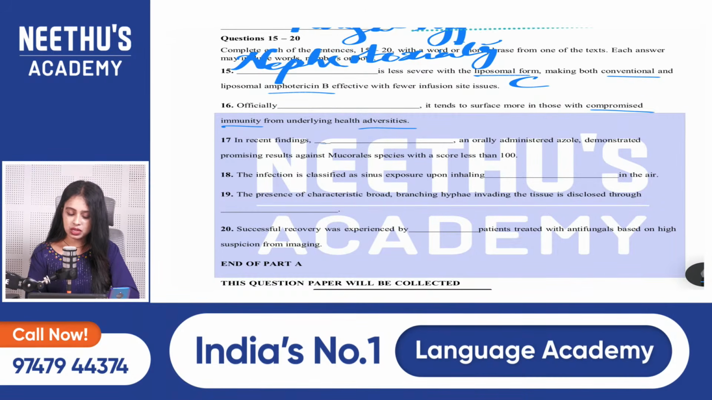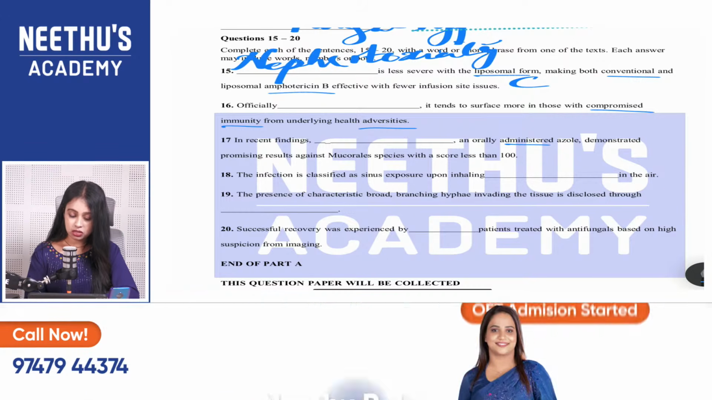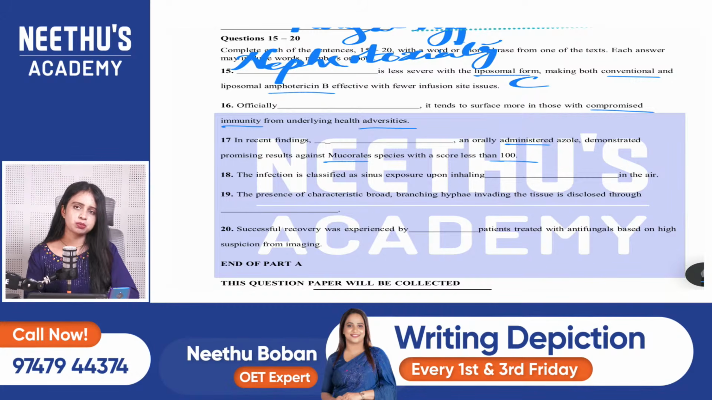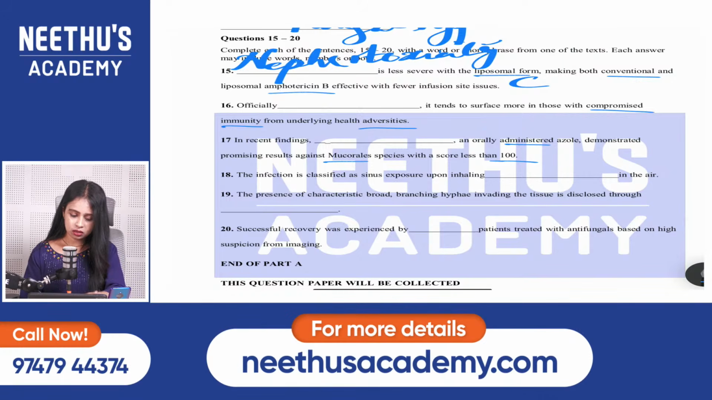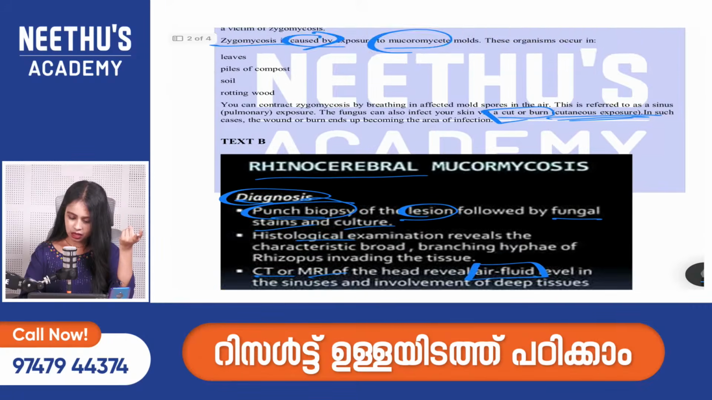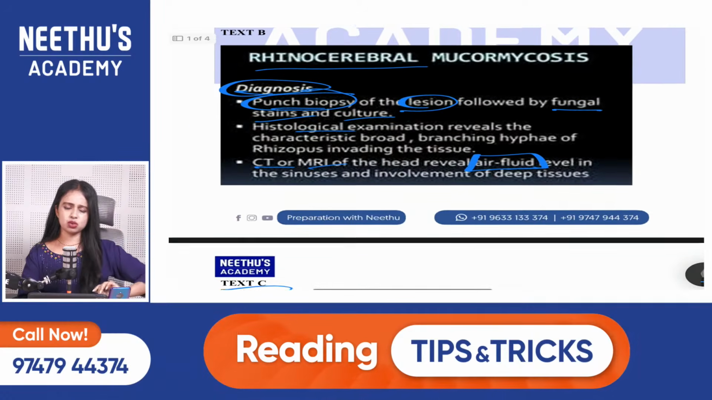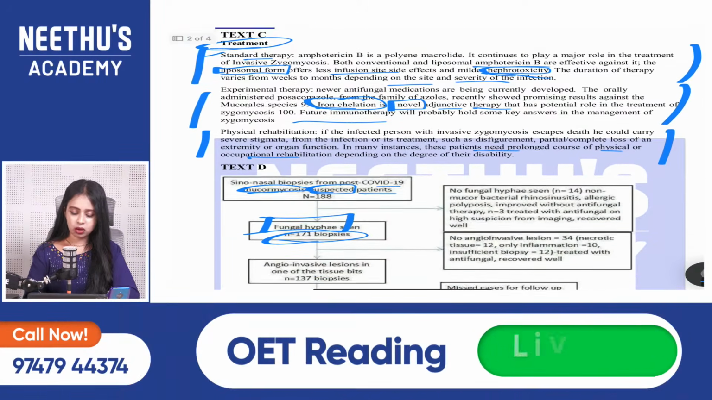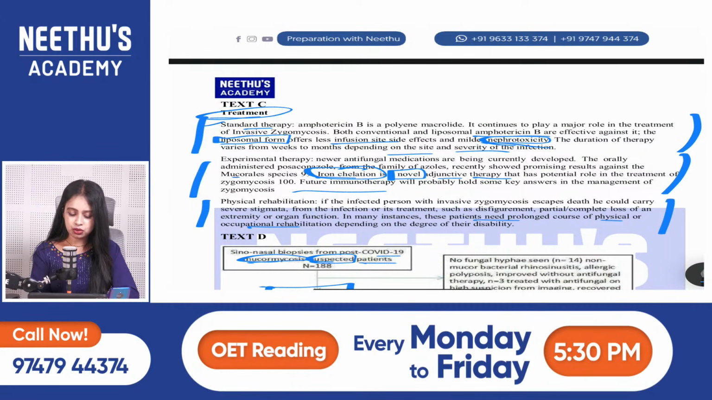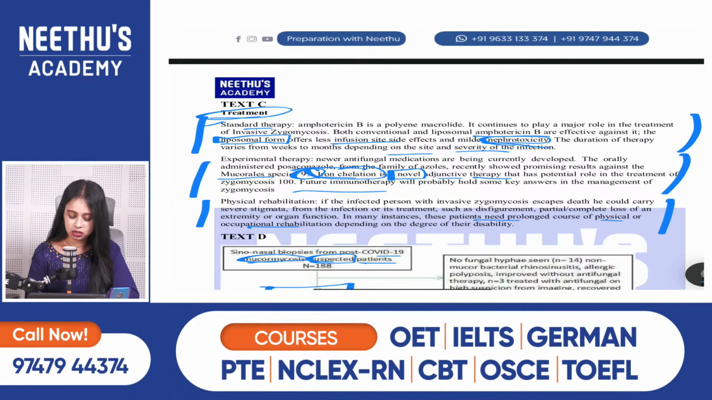Then the 17th one: in recent findings, dash, an orally administered azole, demonstrated promising results against mucorales species with a score less than 100. So something less than 100. I've seen numbers mentioned in text D as well as in text C, and I have not seen any numbers in text A or text B. So either text C or text D, and species is mentioned in text C, I guess. Mucorales is one of the keywords. Less than 99. So what is the correct answer here?